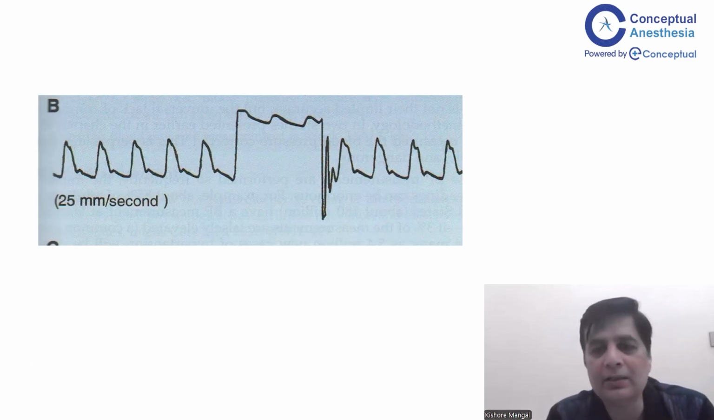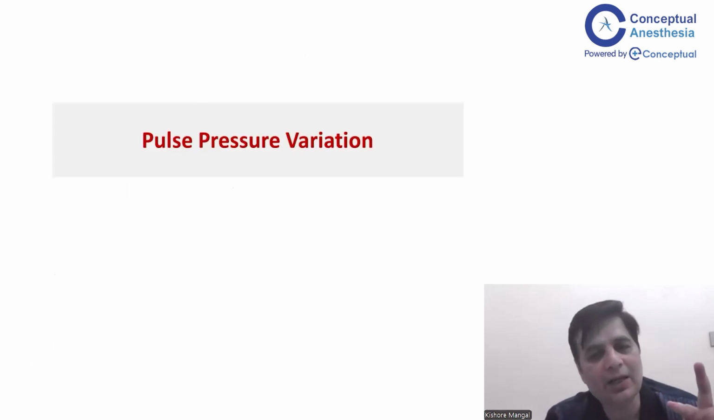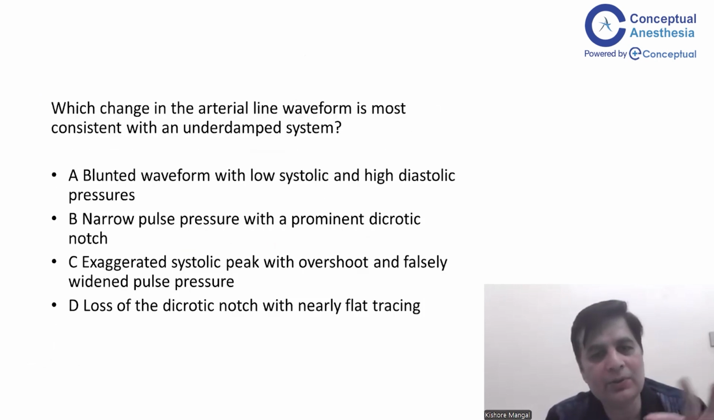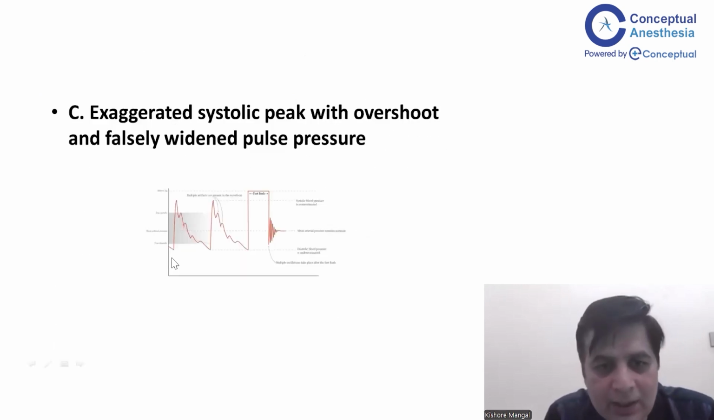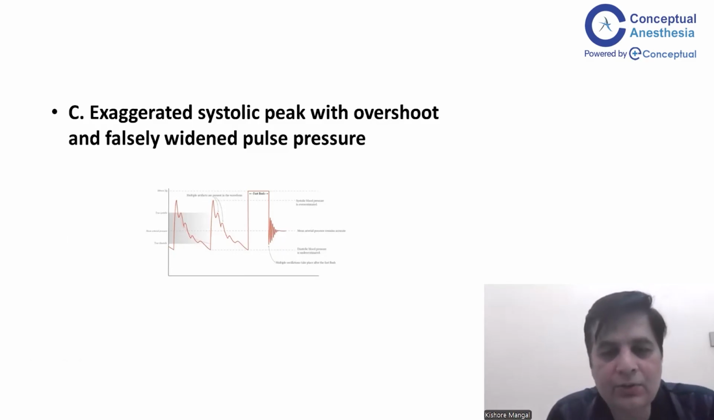In the over damped system, you will see that the arterial waveforms are very narrow, and in the under damped system, you will see that the arterial waveform is like that. You will see multiple artifacts, the systolic pressure is very high, the diastolic pressure is very low, and this is under damping. Multiple ringing, more than 3 in the fast flush test, is what is under damping.